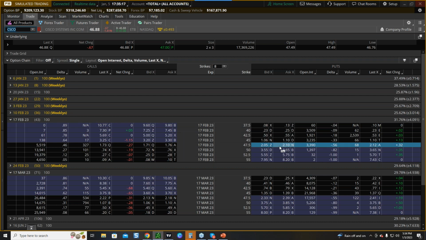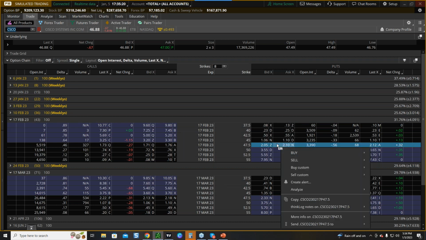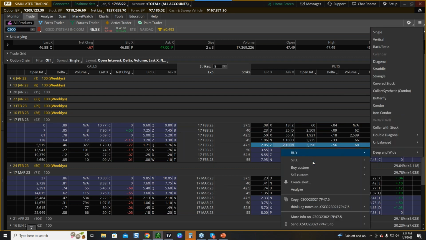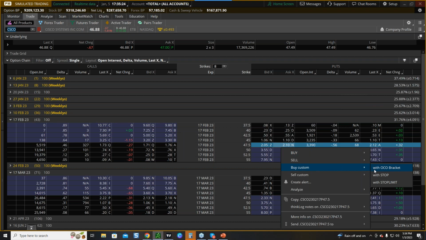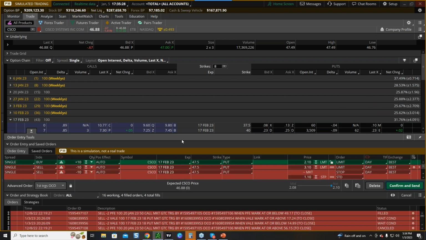So I'm going to go to my trade ticket. I'm on the put side. I'm on the ask side. So I want to buy a put. I want this to go down. I only want to buy if it goes down, not just anywhere, but at a specific place.